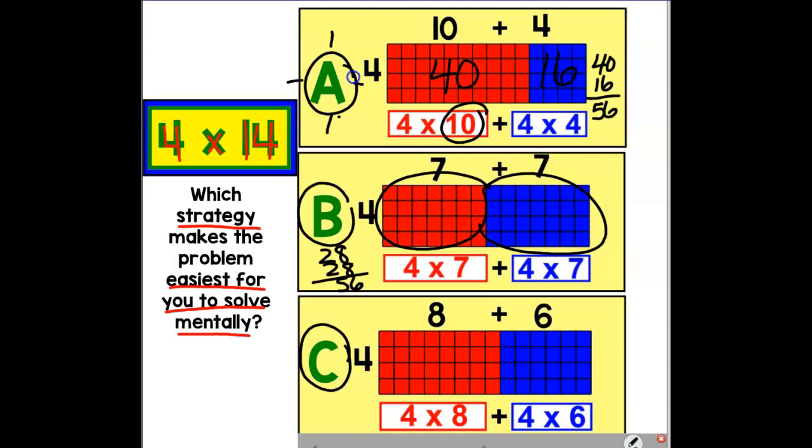Again, the idea is that we want to break it down into numbers that are easier to work with. Anytime we can make a number that ends in a 0, like a 10, or a factor that is a 5, a 10, or a 2, remember, those are our benchmark numbers that make it easier to do mental math.